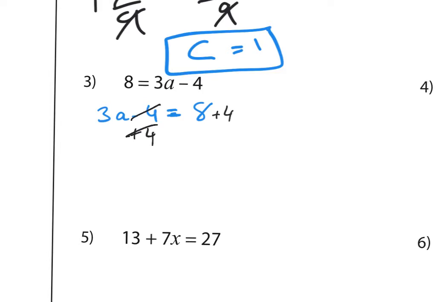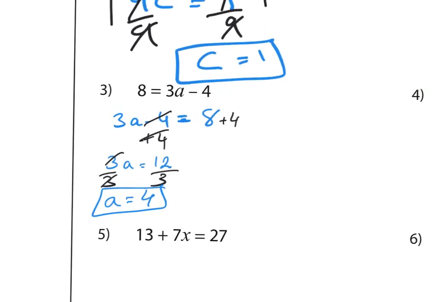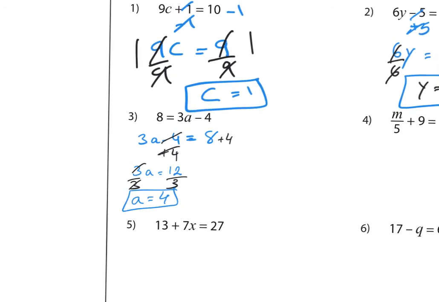And we get 3a equals 12. Then here we can divide by 3, and we're going to have a equals 4. That's going to be the final answer. Now let's go for number 4.